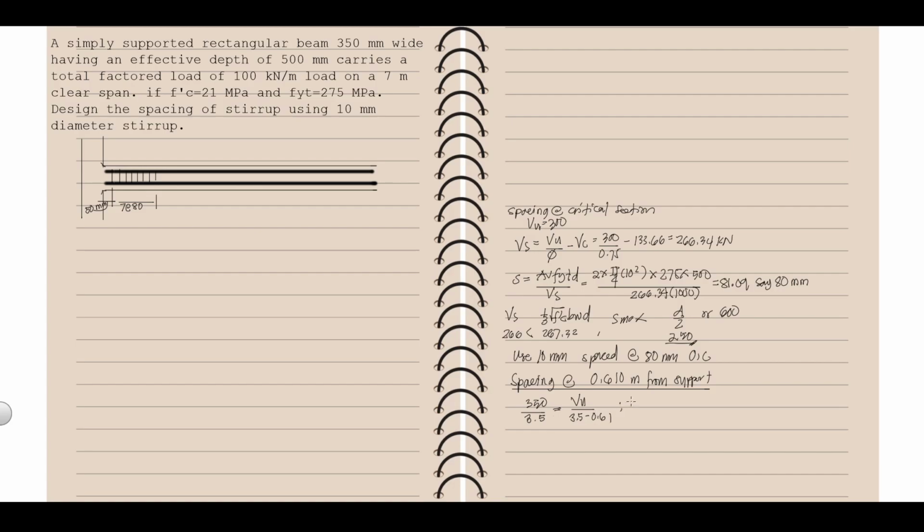Tama ba? So, what is our VU here? So, ang VU natin dito, 350, 3.5 is equal to VU, 3.5 minus 0.61. 289. Yan. So, 289 ang VU natin. So, 289 ang ating VU for this point. Kilonewton.